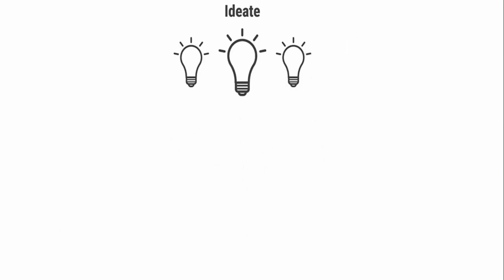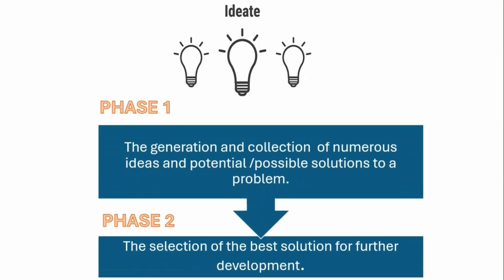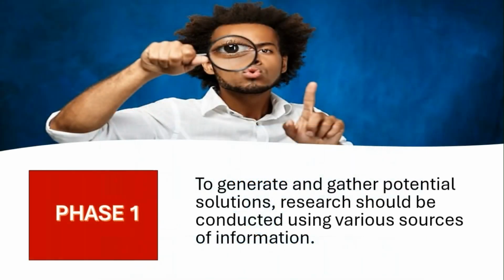The ideate process can be divided into 2 phases. Phase 1, the generation and gathering of a large number of ideas and potential or possible solutions to a problem. And Phase 2, the selection of the best solution for further development. Phase 1, to generate and gather potential solutions, research should be conducted using various sources of information.